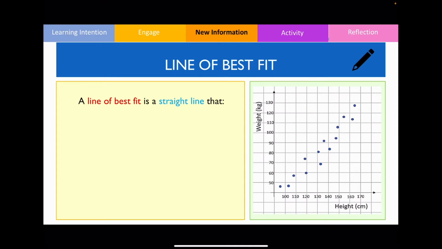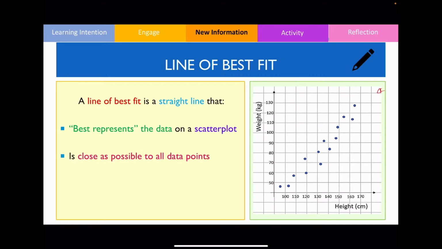So we define the line of best fit as a straight line that best represents the data on a scatter plot, as you can see over here. Now, this particular line should be positioned such that it is as close as possible to all the data points. So if I also draw a line of best fit, this is what my line of best fit is. Notice that when you're drawing a line of best fit, the rule of thumb is that you should have approximately the same number of data points above and below the straight line.